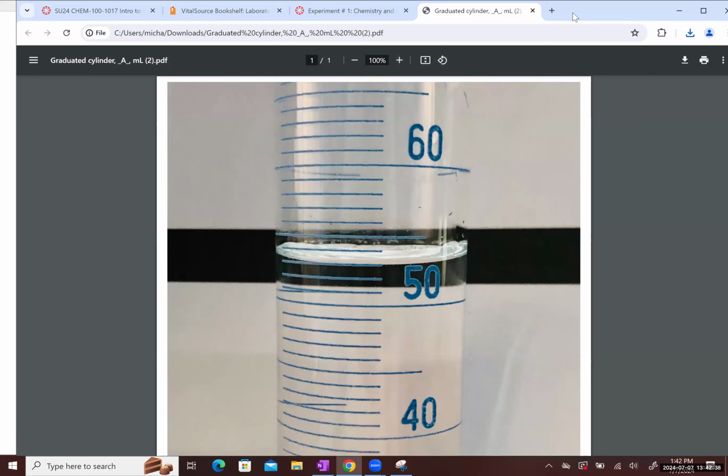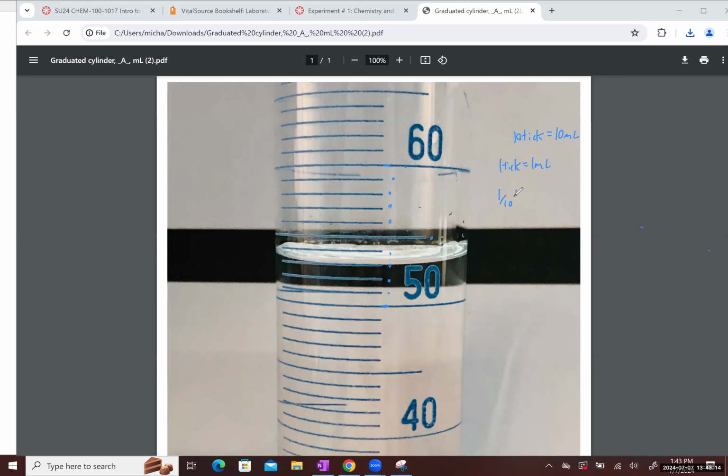Okay, and once again, we're gonna break out the drawing tool. First things first, we need to figure out the value of a tick mark. Between 50 and 60, there are 1, 2, 3, 4, 5, 6, 7, 8, 9, 10 tick marks. So if we have 10 tick marks corresponding to 10 milliliters, which is the volume difference, 60 minus 50 is 10. Then 1 tick mark corresponds to 1 mL, 10 over 10.